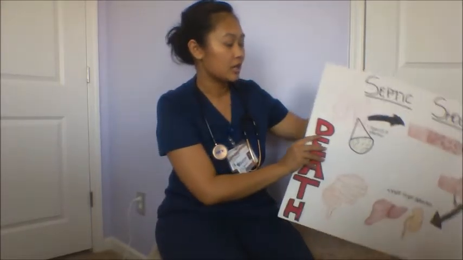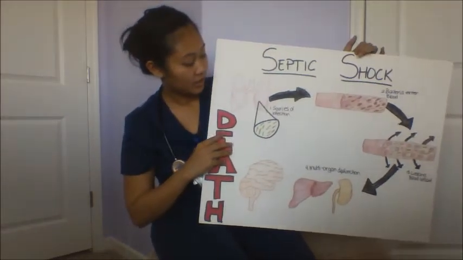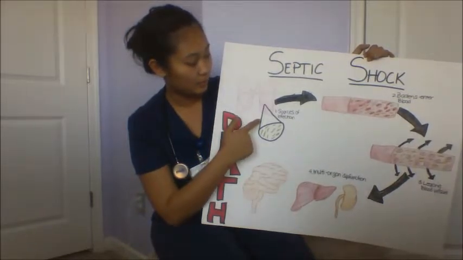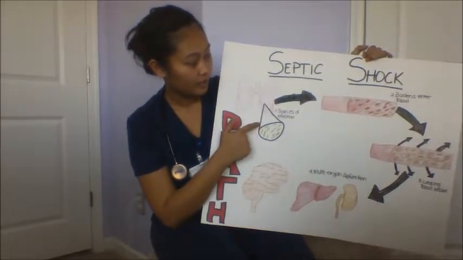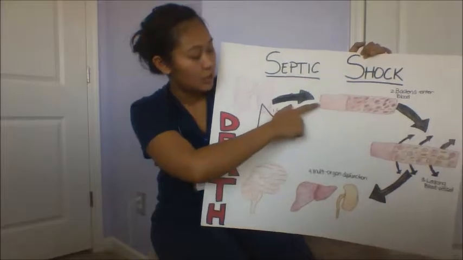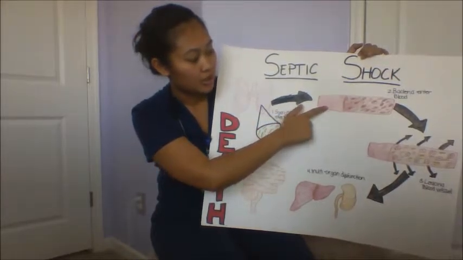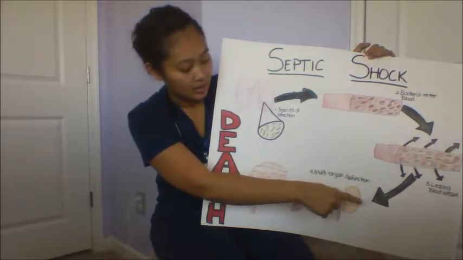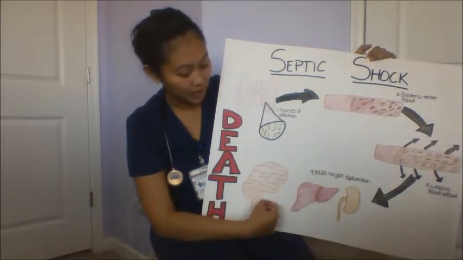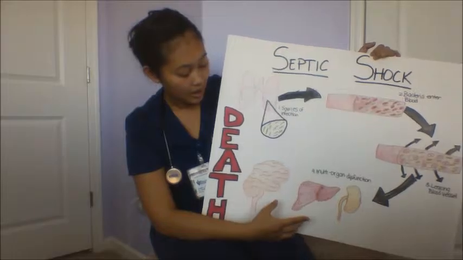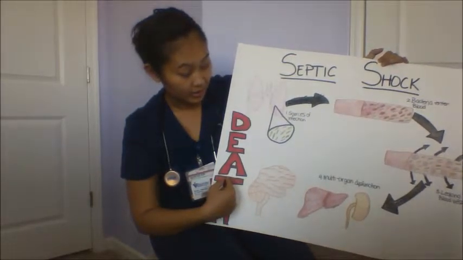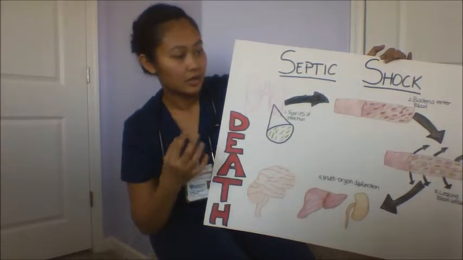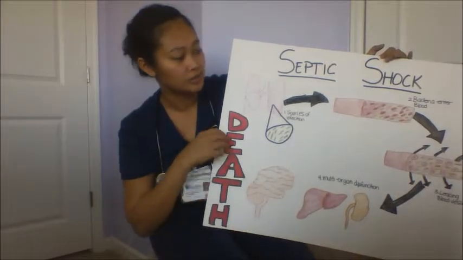In other words, there is a source of infection in part of your body, and then that infection gets into your bloodstream, which then leaks out of the bloodstream and gets into other parts of your body, such as your organs, which can lead to death. That is a summary of what septic shock is.